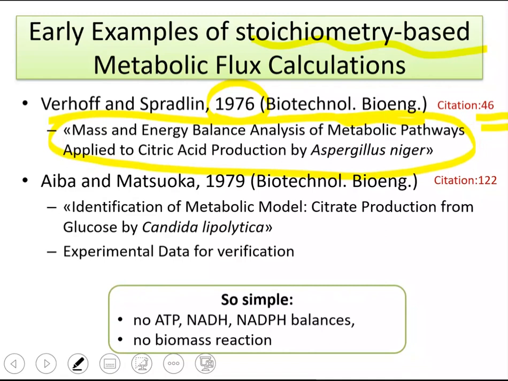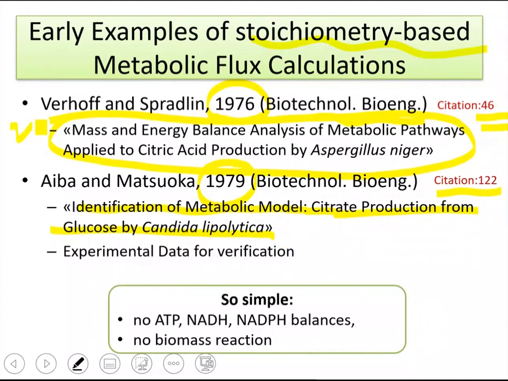And in 1979, a similar paper appeared, again in Biotechnology and Bioengineering. That paper was cited more than 100 times so far. And the name is Identification of Metabolic Model Citrate Production from Glucose by Candida lipolytica. So both papers focused on citric acid production, but by different microorganisms.